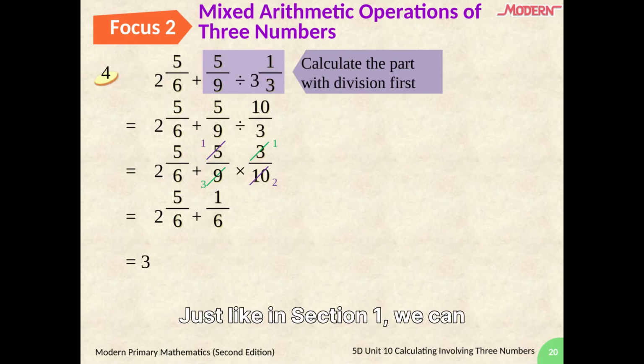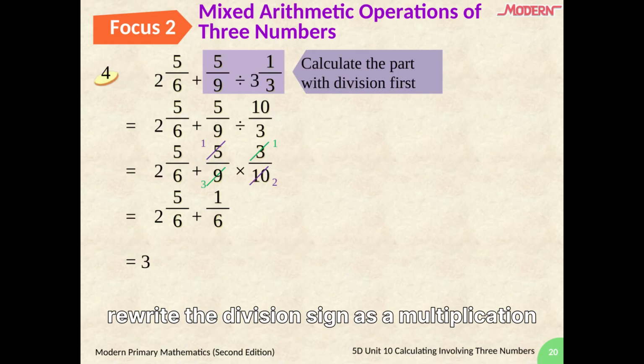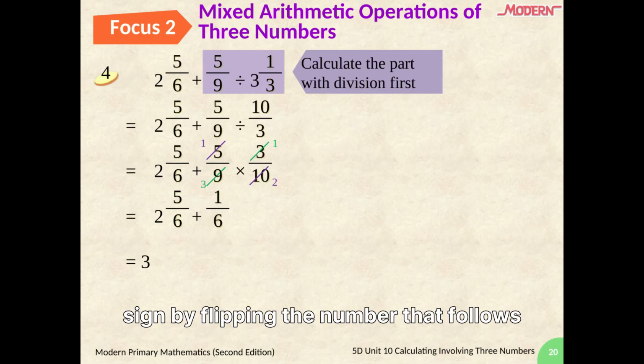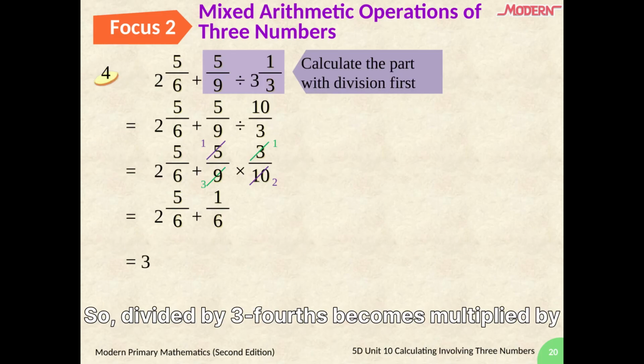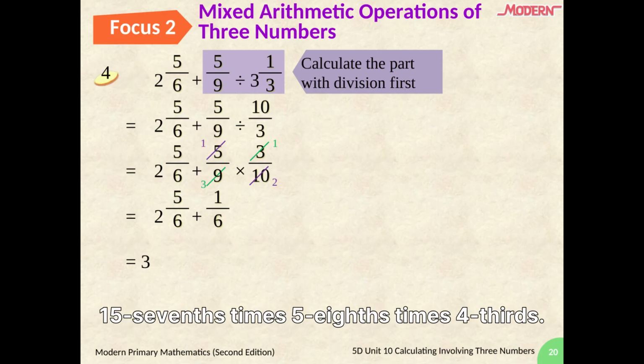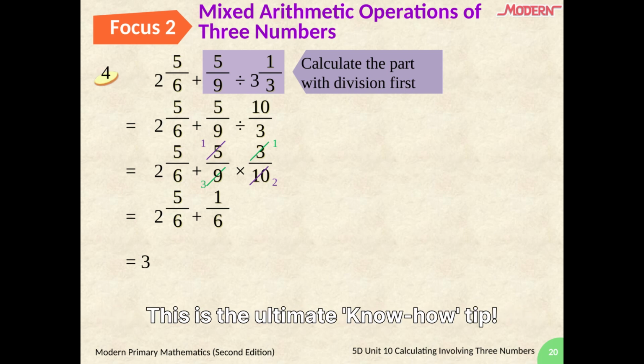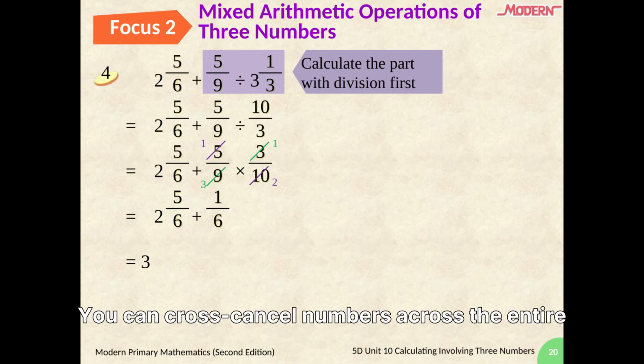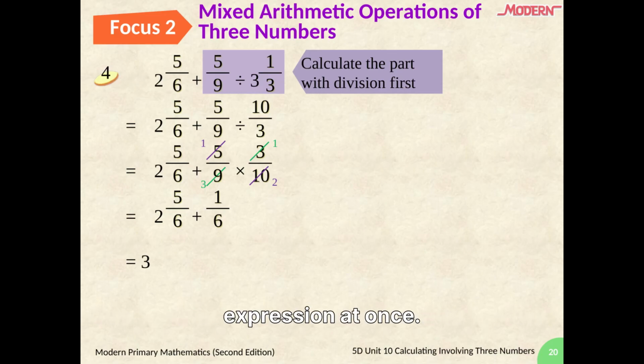Just like in section 1, we can rewrite the division sign as a multiplication sign by flipping the number that follows it. So, divided by 3/4 becomes multiplied by 4/3. Now we have one long multiplication string, 15/7 times 5/8 times 4/3. This is the ultimate know-how tip. You can cross-cancel numbers across the entire expression at once.